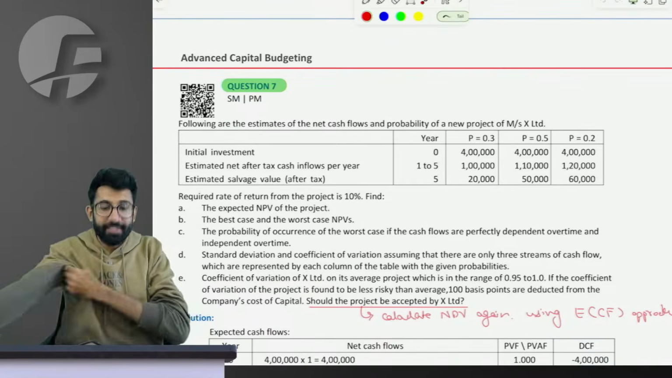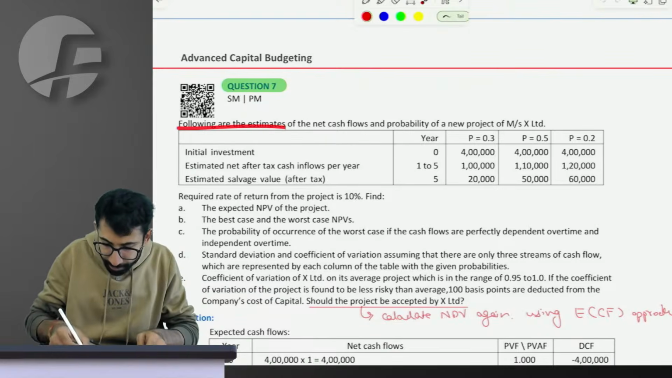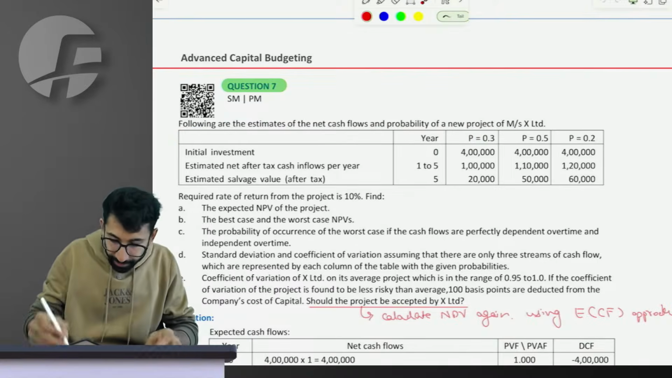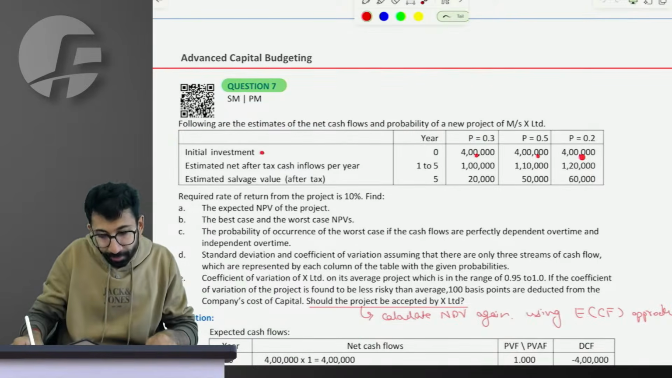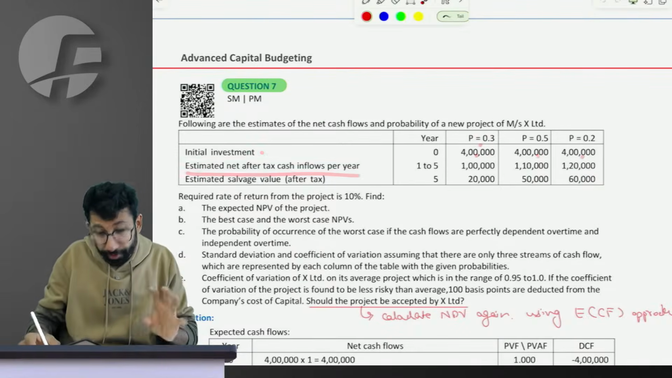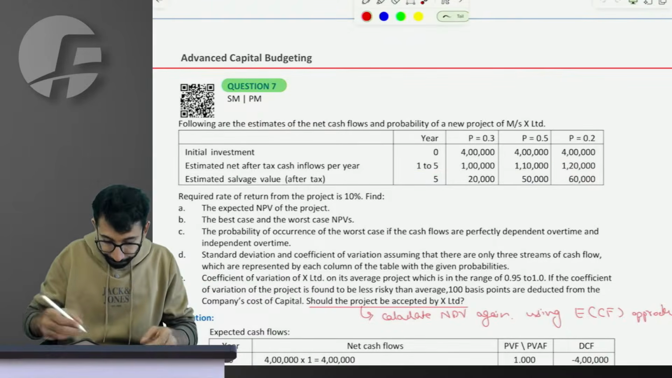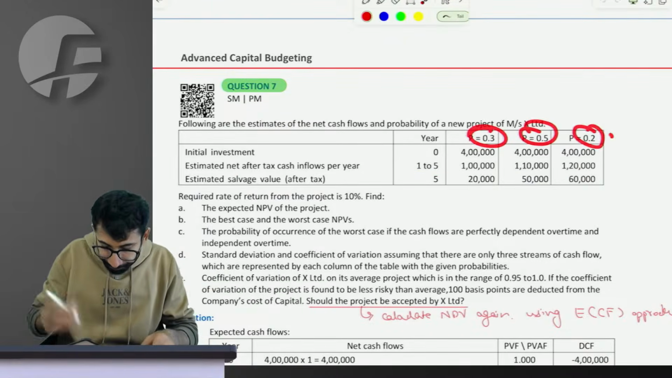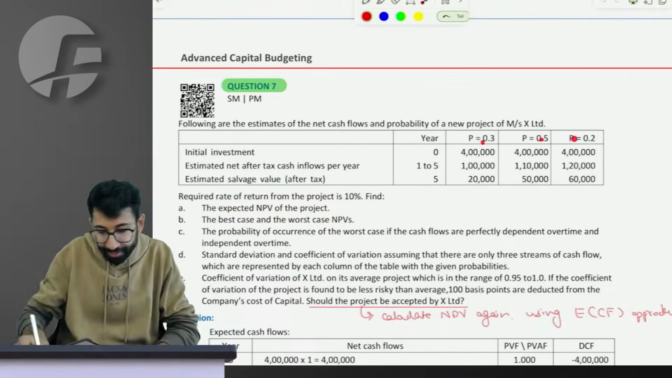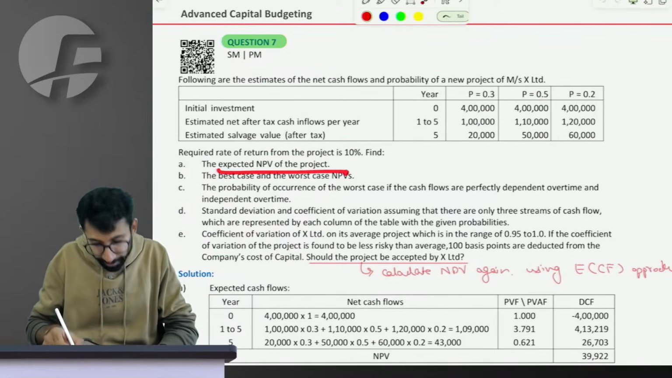So people in the class, let's get started to understand this question, question number 7th. Following are the estimates for net cash flow and the probability of the new project of Messrs X Limited. Sir, I have a new project whose initial investment will be 4 lakh, whatever be the scenario. After tax cash flow for the next 5 years will be either 1 or 1.1 or 1.2 lakhs. The probability of which is given to me. The salvage value is estimated to be 20, 50 and 60,000. The probability is again given. Required rate of return 10%, calculate expected NPV.